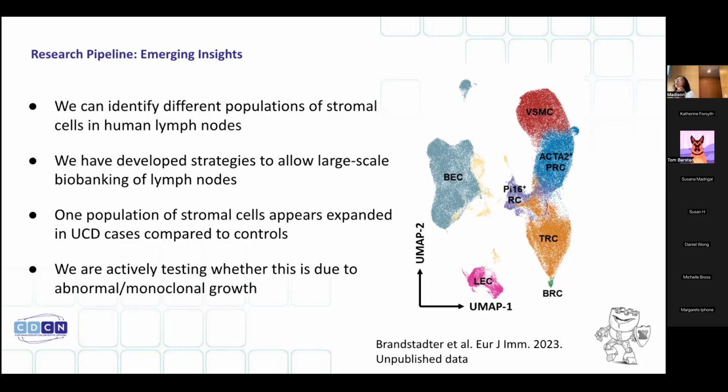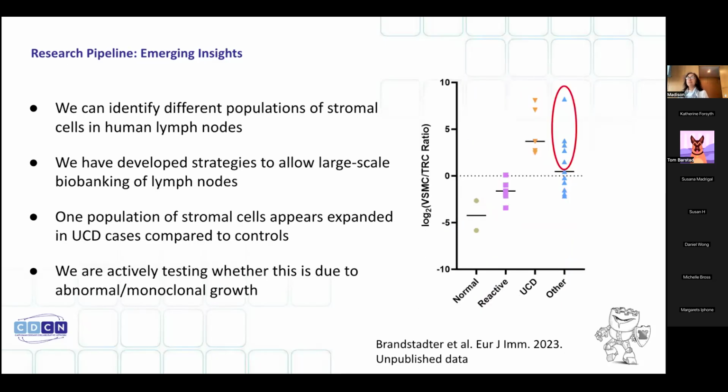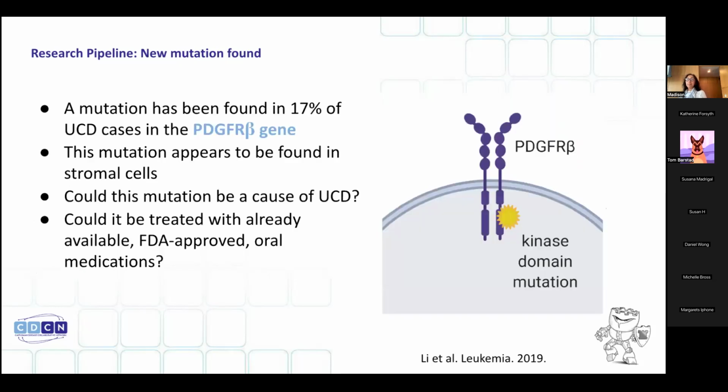What do we mean by clonal? Is it coming from a single cell? Did one cell go rogue? And that's why we have this problem. And so these are all the studies that Josh has done since like 2020 to identify this population. All right. He has found this mutation, the PDGFR beta, in about 15 to 20% of patients with UCD. And it's inside the stromal cells.